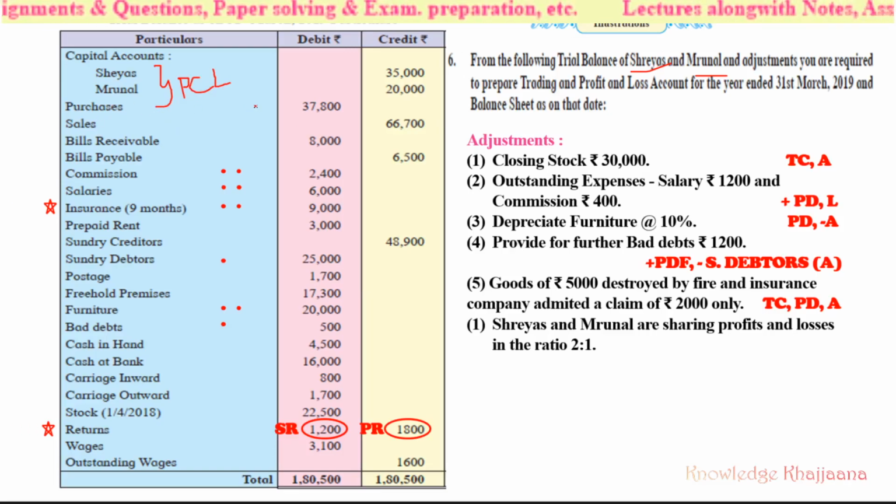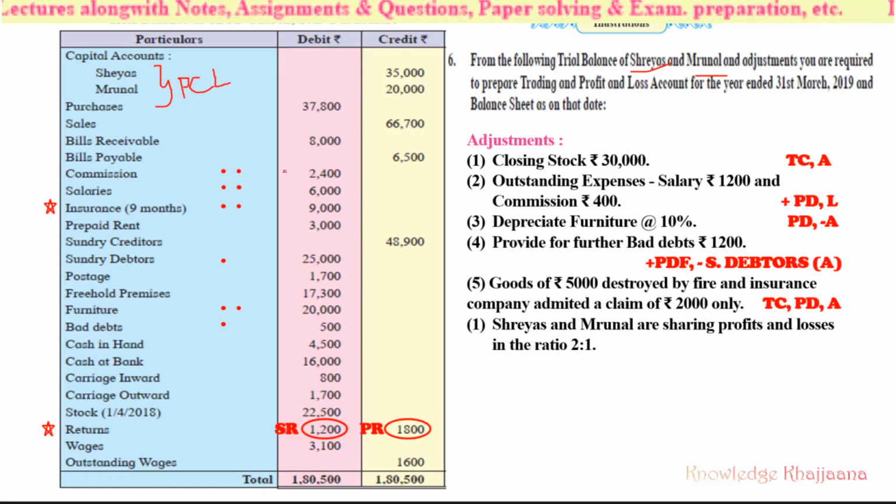Purchases, trading account debit side. Sales, trading account credit side. Bills receivable, asset. Bills payable, liability. Commission, what is commission? See, here they haven't prepared two columns for particulars. Only one column for the particulars has been given and two columns for debit and credit have been given. So you have to look at the values properly.